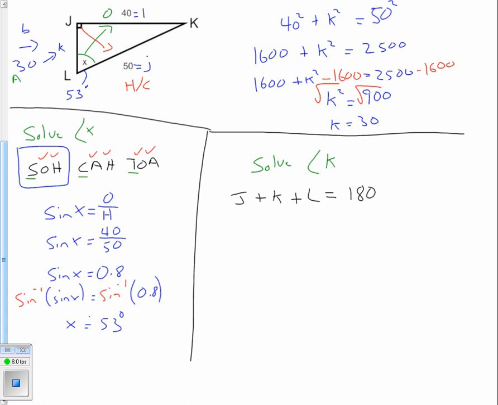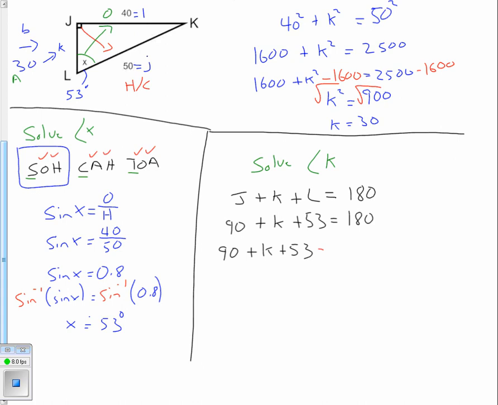So what we do now is substitute in our values for both J and L, because we know what those are. J is 90 degrees. We don't know what K is, that's what we're trying to figure out. And angle L we just solved to be 53 degrees. Those three numbers are going to add to 180. So if I want to figure out what K is, I have to get rid of the positive 90 and the positive 53 that's on the left-hand side of the equation: 90 plus K plus 53.